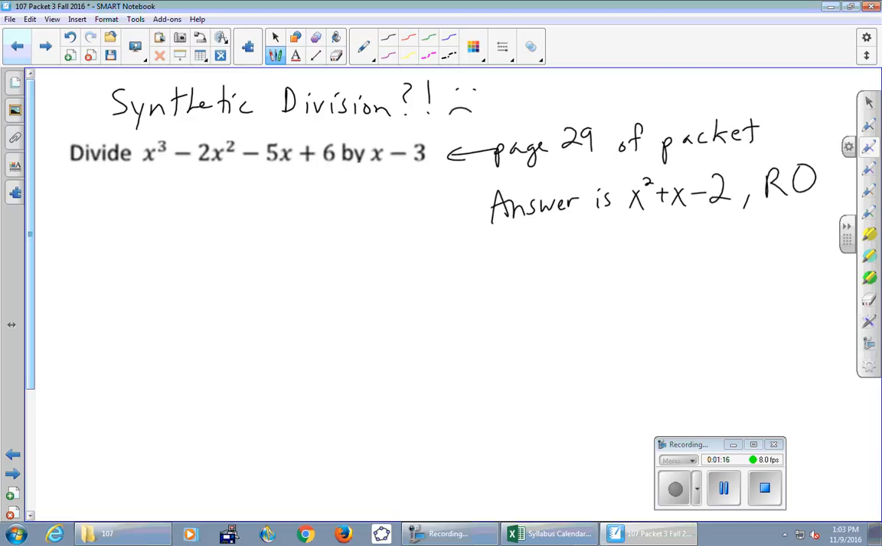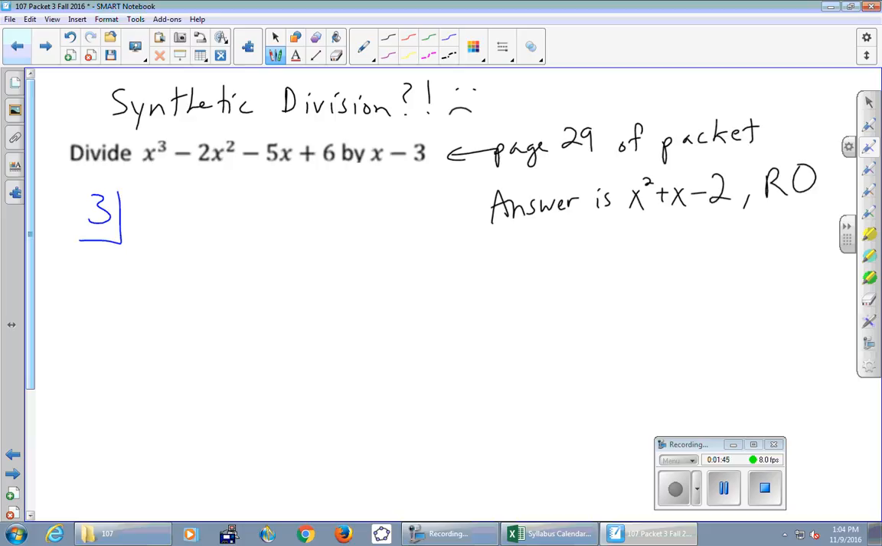Okay, here we go. We are dividing x cubed minus 2x squared minus 5x plus 6 by x minus 3. So the very first step with synthetic division is to take this x minus 3 and change the sign. What value of x makes this thing equal to 0? 3. We know that 3 is an important number for that x minus 3. And so we're changing the sign with this little brackety thing over here on the left. That's the first step, is to change the sign of that number.